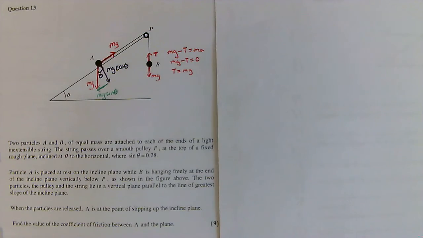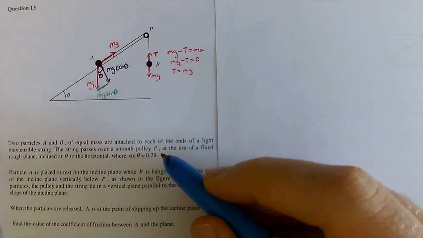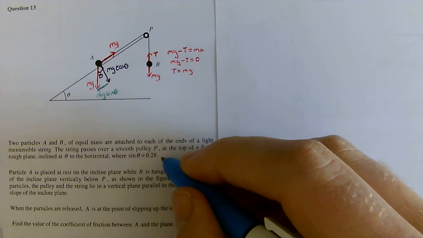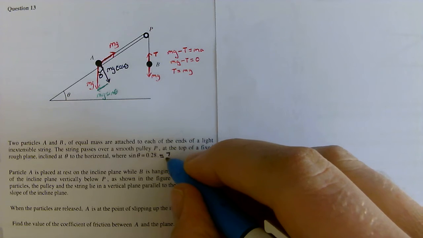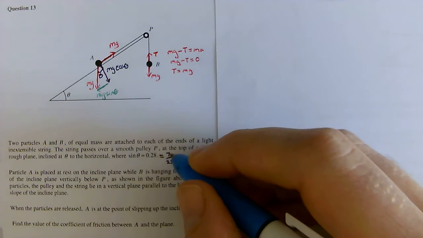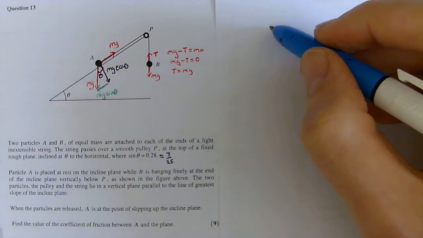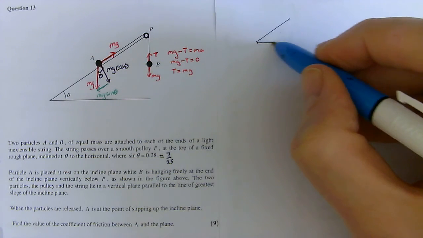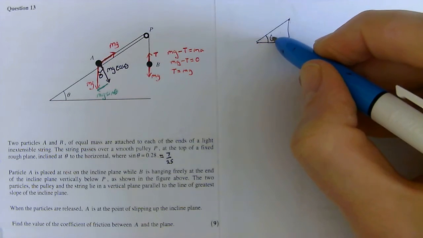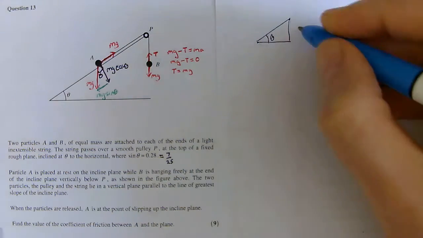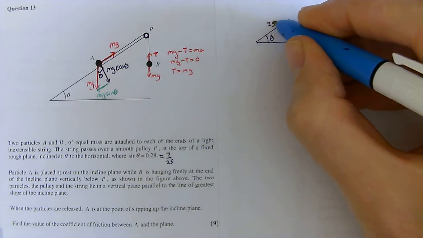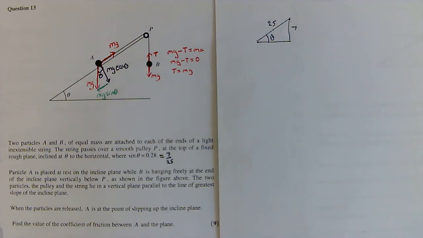Well, let's have a look at what cos theta and sin theta are. Well, I know that sin theta is 0.28. This is 28 over 100, which is 7 over 25. And I'm going to just use a triangle to work out what cos theta will be. So I'm going to do that up here. If I've got theta, I know that sin theta, which is the opposite over the hypotenuse, is going to be 7 over 25. So I can just work this out using Pythagoras as the square root of 25 squared minus 7 squared, which I'm just doing on my calculator here. It's going to give me an answer of 24.